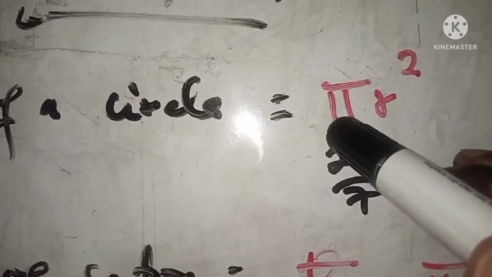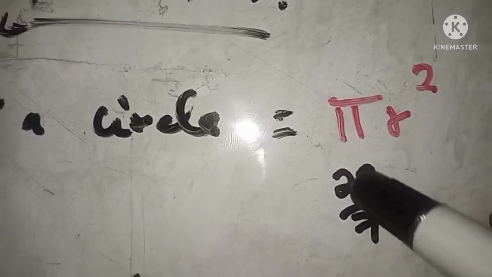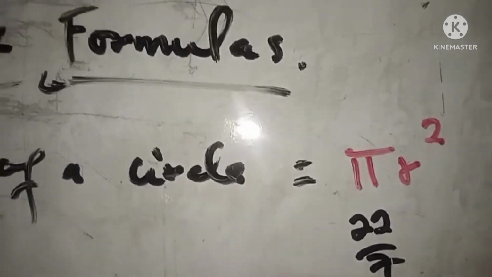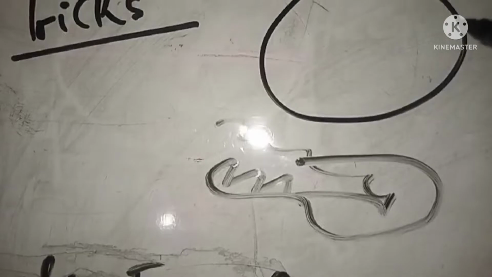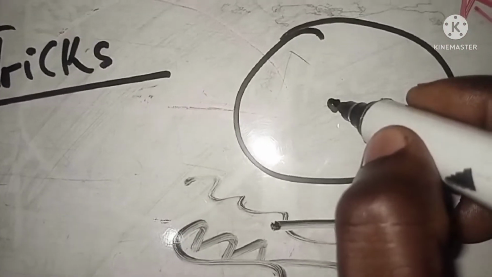But in case you are not given this pi, this symbol here is what we call pi, which is 22 over 7, and then r squared. So r here is the radius. If you don't know what a radius is, if you have a circle like this, let's say this is the center, you can just imagine this to be a pizza.